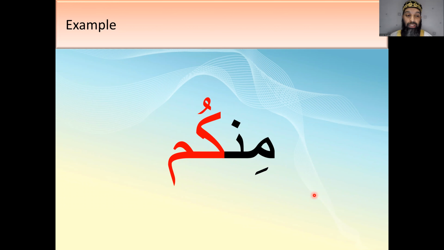Minkum. Minkum. From you all. So kitabukum, your all's book. Masjidukum, your all's masjid. Shamsukum, your all's sun. Lamborghiniukum, your all's Lamborghini. And how many times does this come in? 116.